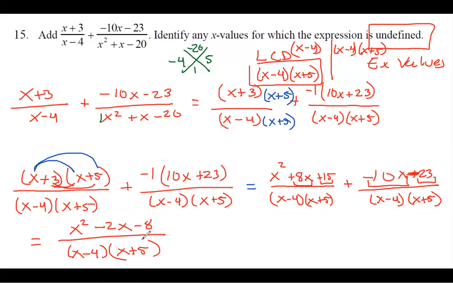Okay, so let's do one more Power Ranger method. Let's factor: two numbers that multiply to negative 8 and add up to negative 2. 2 and negative 4. Let's check. Negative 8, yes, and negative 2, yes. So let's do the last part. We're almost done.